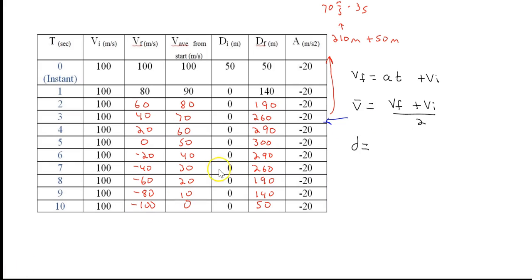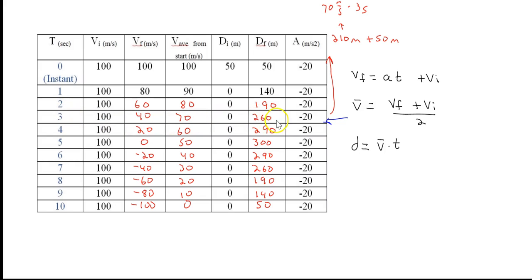Now the next question is, how did we find our final displacement? Well, let's begin with an equation we're already familiar with, which tells us our change in displacement is equal to our average velocity times time. If we look at this 3-second mark, our change in displacement would be our average velocity, which was 70 meters per second, times the amount of time, which was 3 seconds, which would be 210 meters.